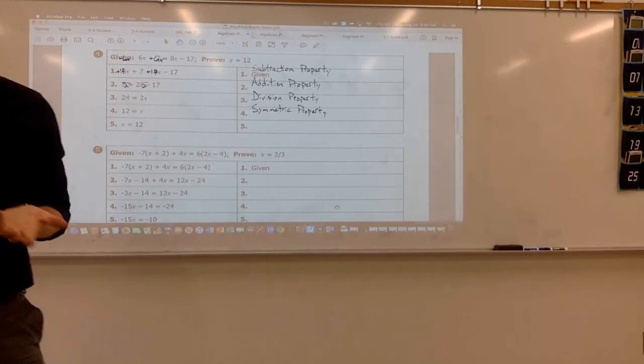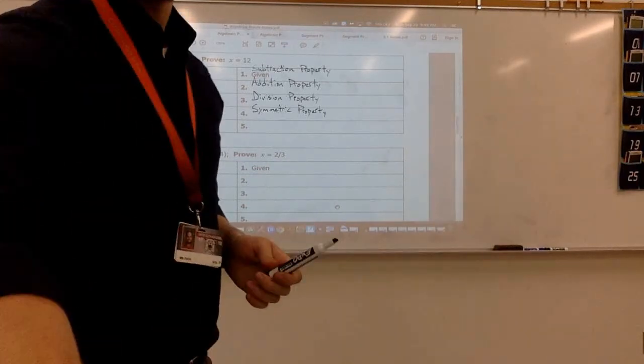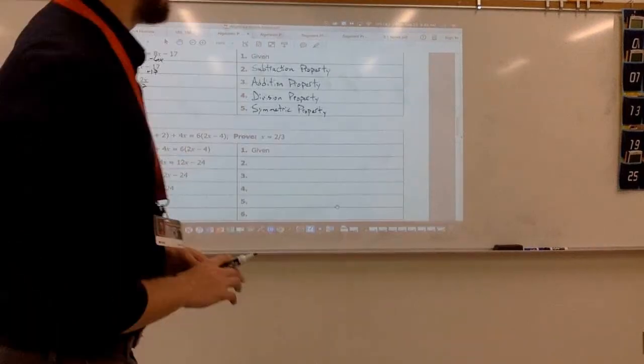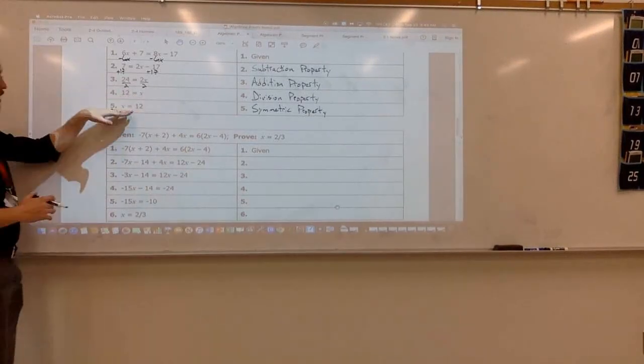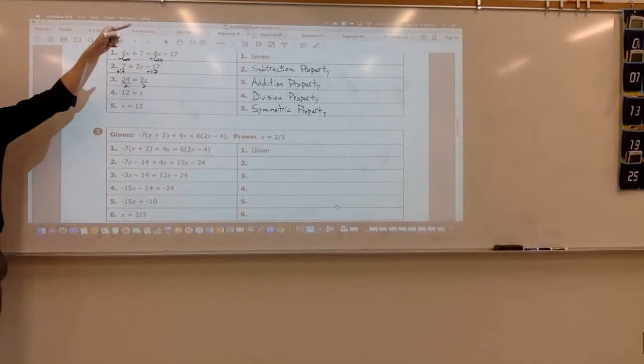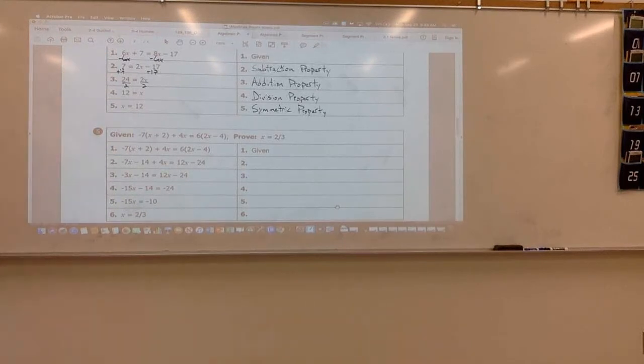It's a small technicality, but to be proper, that's why they did this. They had a whole extra line to prove exactly what the problem told us to prove. Not 12 equals x. We want x equals 12.